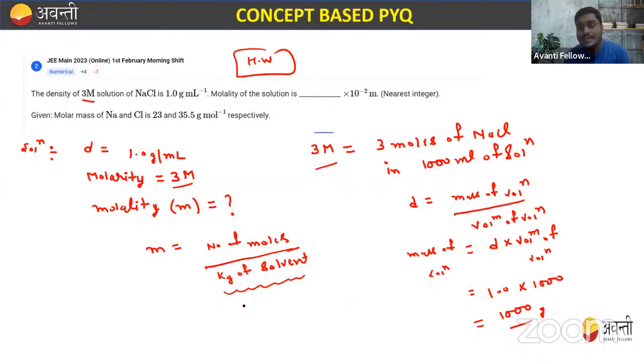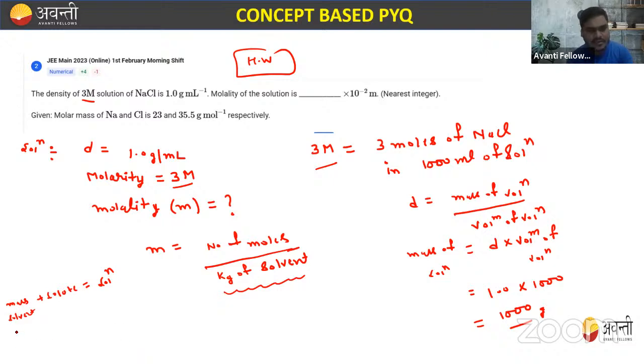So should we put this in the formula? No, here we require the mass of the solvent, not the mass of the solution. Here we calculated the mass of the solution. Then how will you calculate the mass of the solvent? Can anyone tell me? We all know that mass of solvent plus mass of solute is equal to mass of solution. We all know this formula.